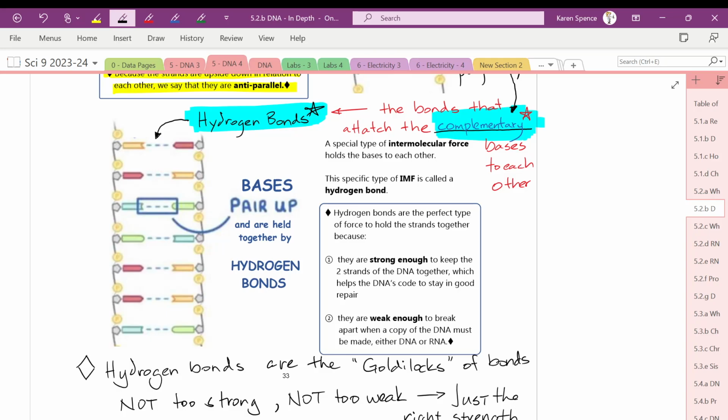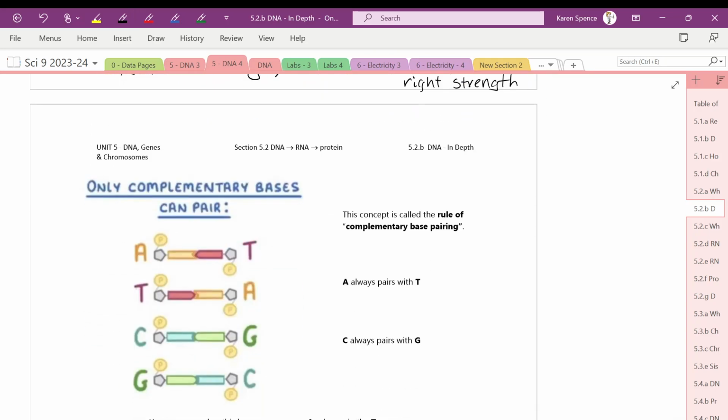So they hold it strongly enough, but they will come apart because sometimes you need to separate that so you can read the bases and make a copy, like an RNA copy of the DNA. If you can't open it up, you can't make an RNA copy, right? It has to open up to make an RNA copy. So strong enough to hold them together, but weak enough to open up to make a copy when needed. Okay, so that is right there.